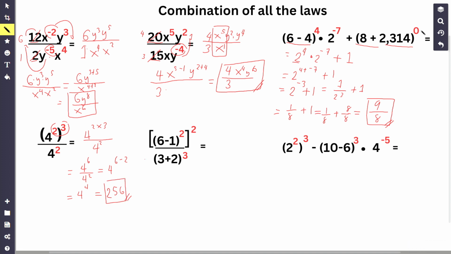Okay, next one. We have here the quantity 6 minus 1 raised to 2, and the whole quantity raised to 2, all over the quantity 3 plus 2 cubed.